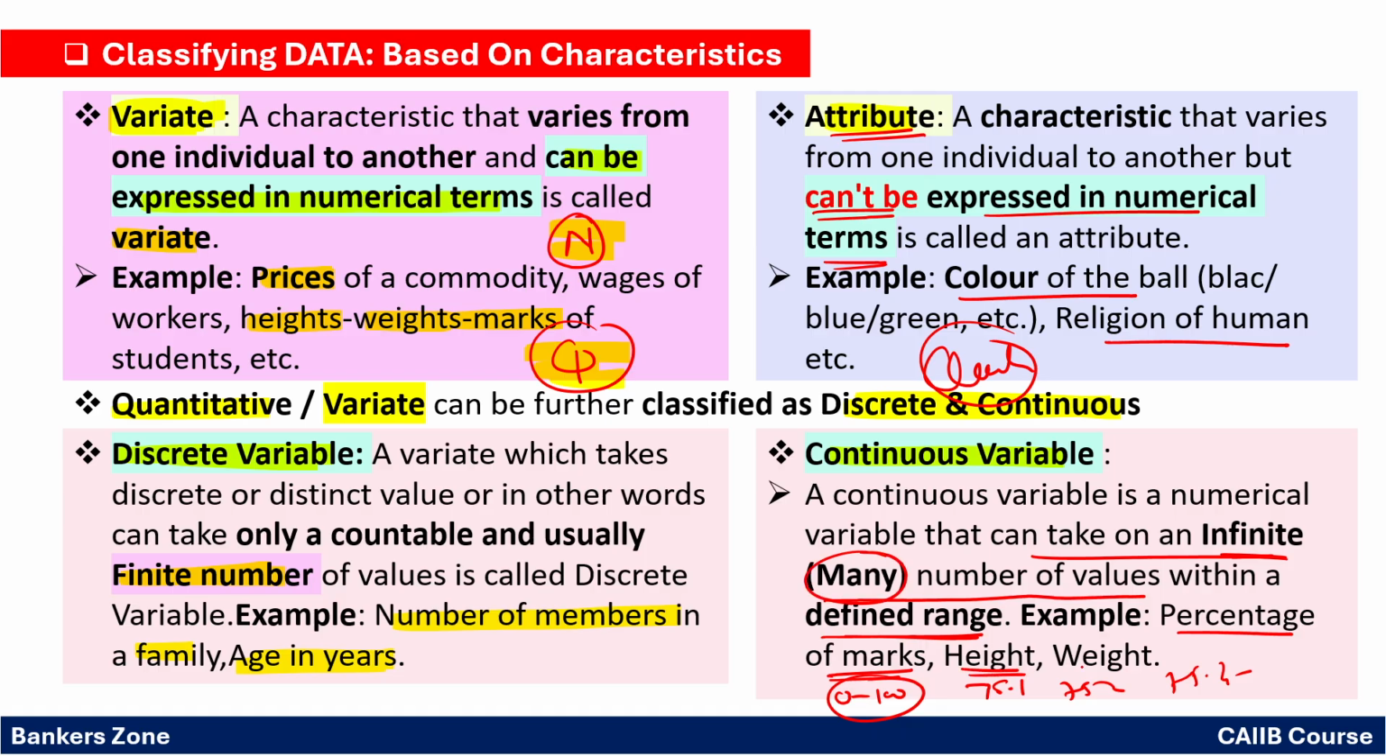So height can be 5.5, 5.1, 5.2. That means you are having a lot of numbers. Weight can be there, right? So weight can be 70.1, it can be 70.2, it can be 70.25, like that. That means it will have many values. So discrete means simply a definite value, and continuous means it will fall within a range, right?